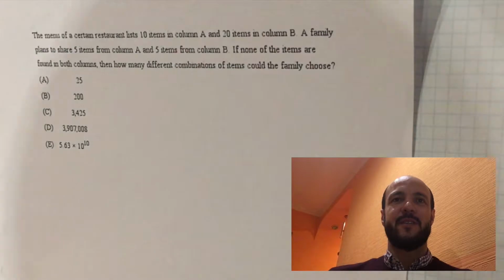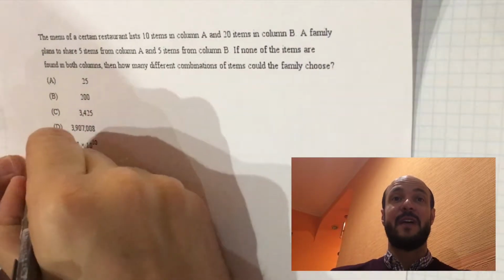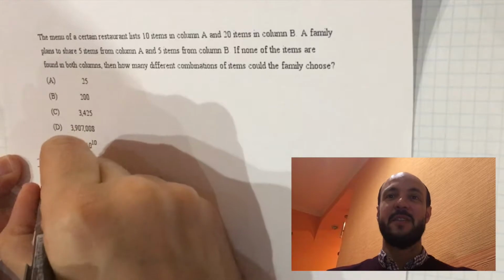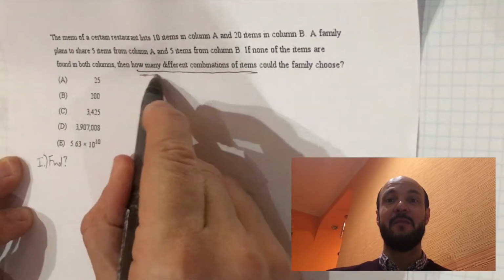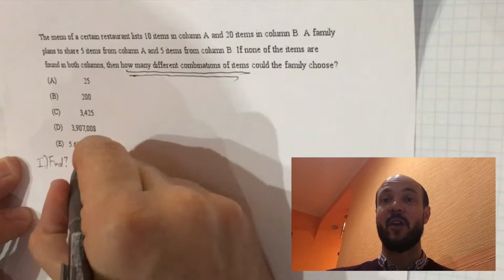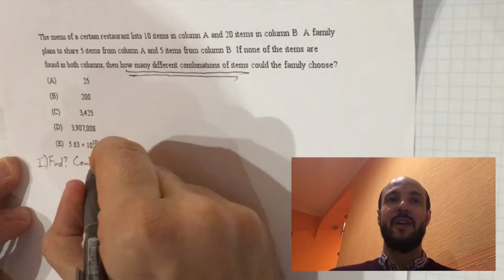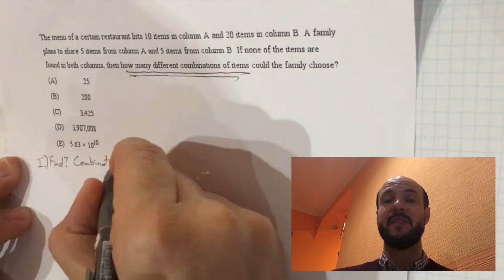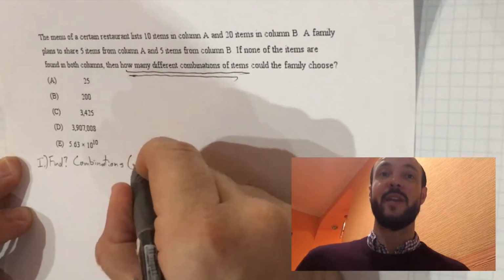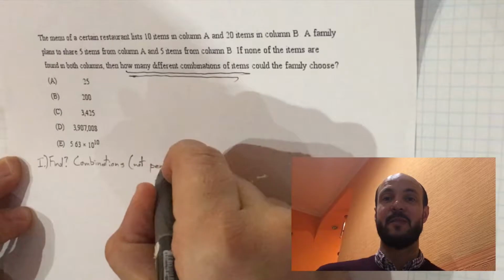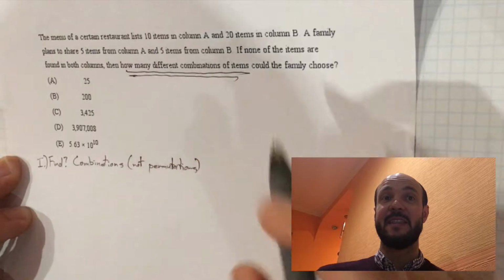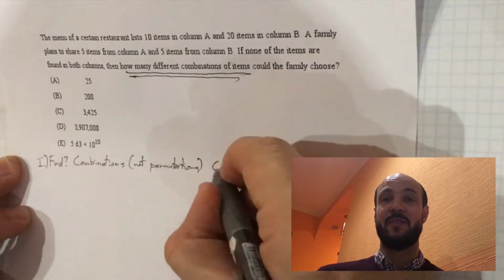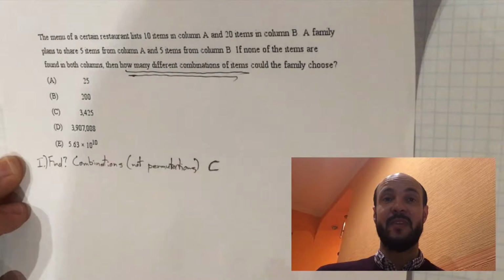Okay, so first things first, what do we want to find? What do we want to find out in the question? Well, near where the question mark is, we're asking how many different combinations of items. They've put a technical word in the question, combinations, which tells us exactly what we're looking for. Combinations is the situation where order doesn't matter, in contrast with permutations. We have a button on our calculator for combinations, so it's very straightforward, as long as we know where the button is.